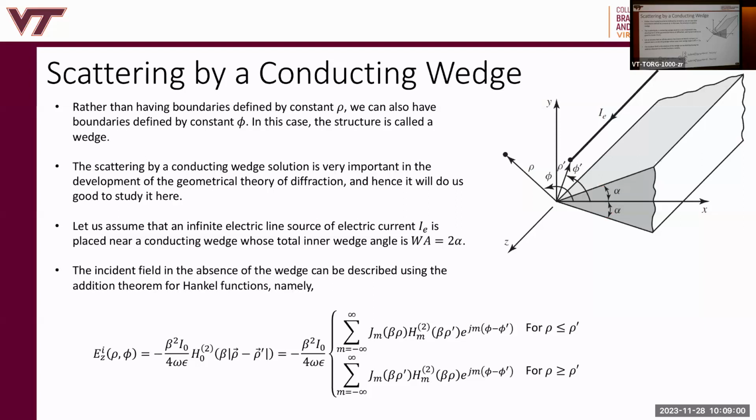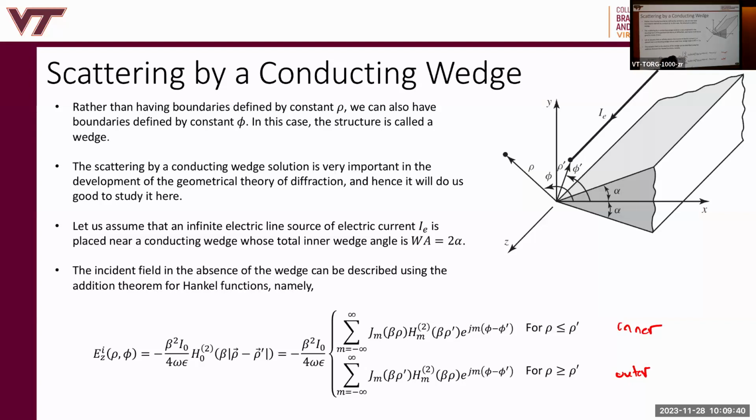All right? The incident field in the absence of the wedge, remember the incident field is omnipresent in the absence of the scatterer, can be described using the addition theorem for Hankel functions because the line source is displaced from the origin, right? So we have to use the addition theorem for Hankel functions in order to represent the electric field. So we're going to have an inner expansion and an outer expansion for the incident field due to the line source. All right? So the line source fields can be found from negative beta squared I_0 over 4 omega epsilon times H_0^(2) of beta times the magnitude of rho minus rho prime.